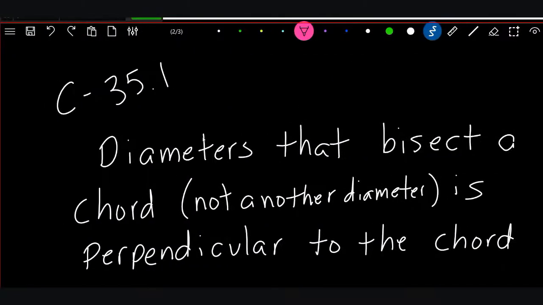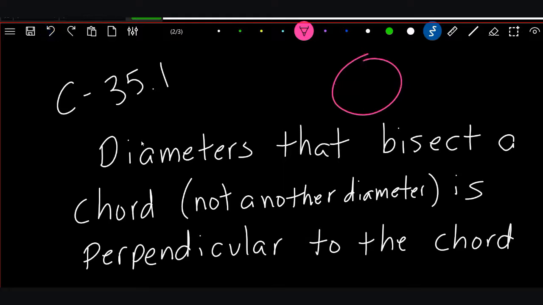The first corollary, 35.1, is there on page number 137 as well. Diameters that bisect a chord, not another diameter. So we're not talking about, okay, so we have a circle, diameter, diameter. Well, we're not talking about that.